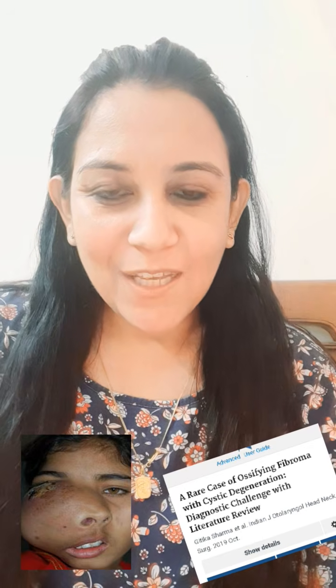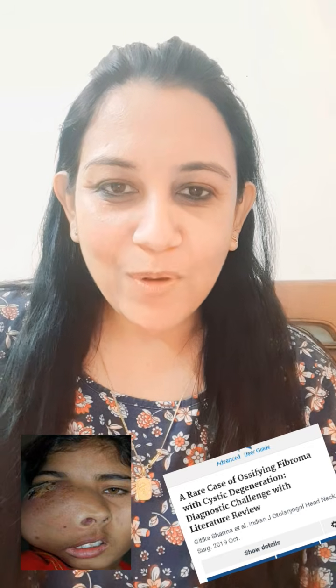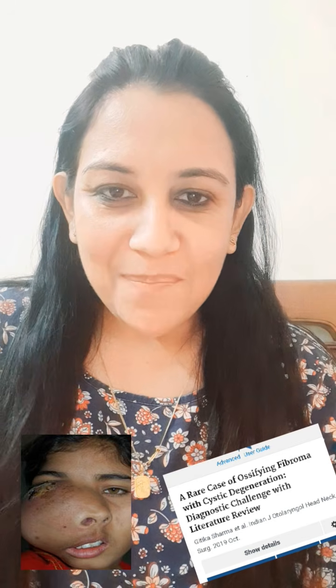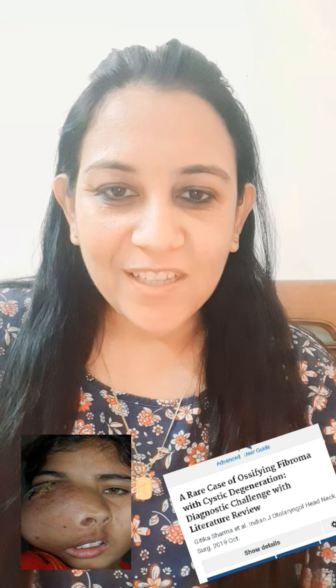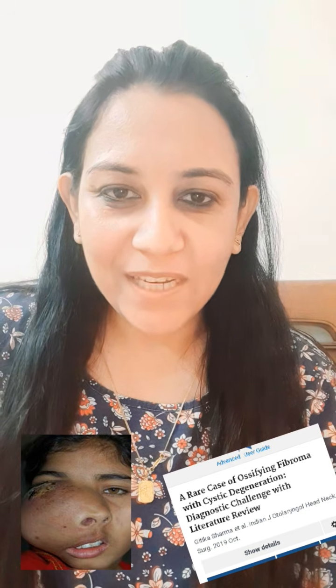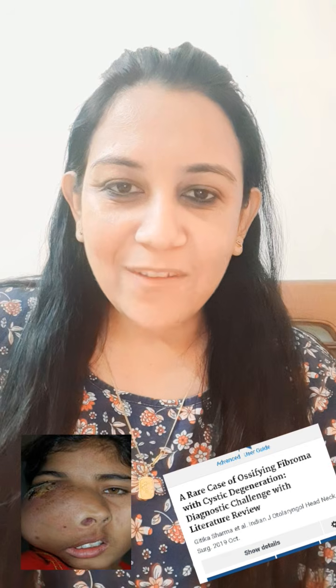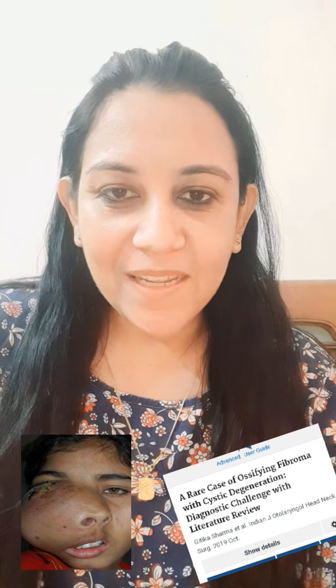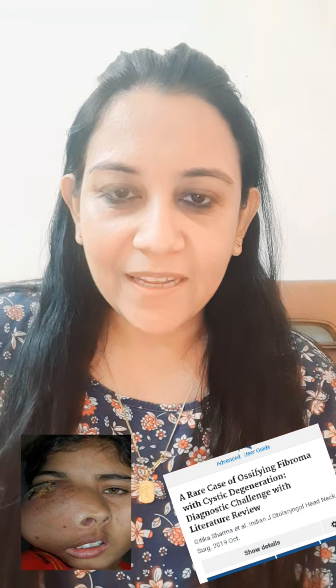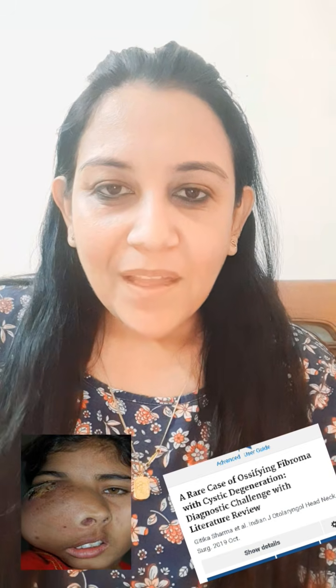Let's discuss cementoossifying fibroma today. Cementoossifying fibroma belongs to the category of fibrous tumors. It is a rare benign odontogenic tumor that affects the jaw bones. It is more common in females, more common in the third to fourth decade of life. The most common site involved is the mandibular premolar to molar area. When it involves the maxilla, it commonly involves the canine and antral area of the maxilla.